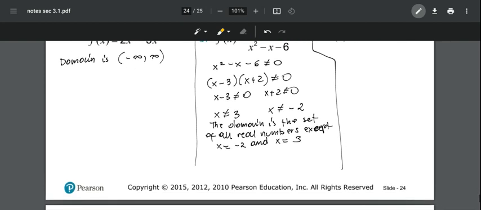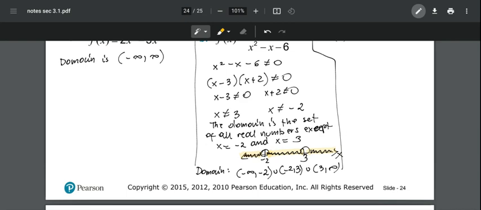So if I were to ask you to graph it, this is the x-axis, which represents the domain. Our domain is any real number except negative 2 and 3. So our domain will be the union of three intervals. We have the interval from negative infinity to negative 2, union the interval from negative 2 to 3, union the interval from 3 to positive infinity.